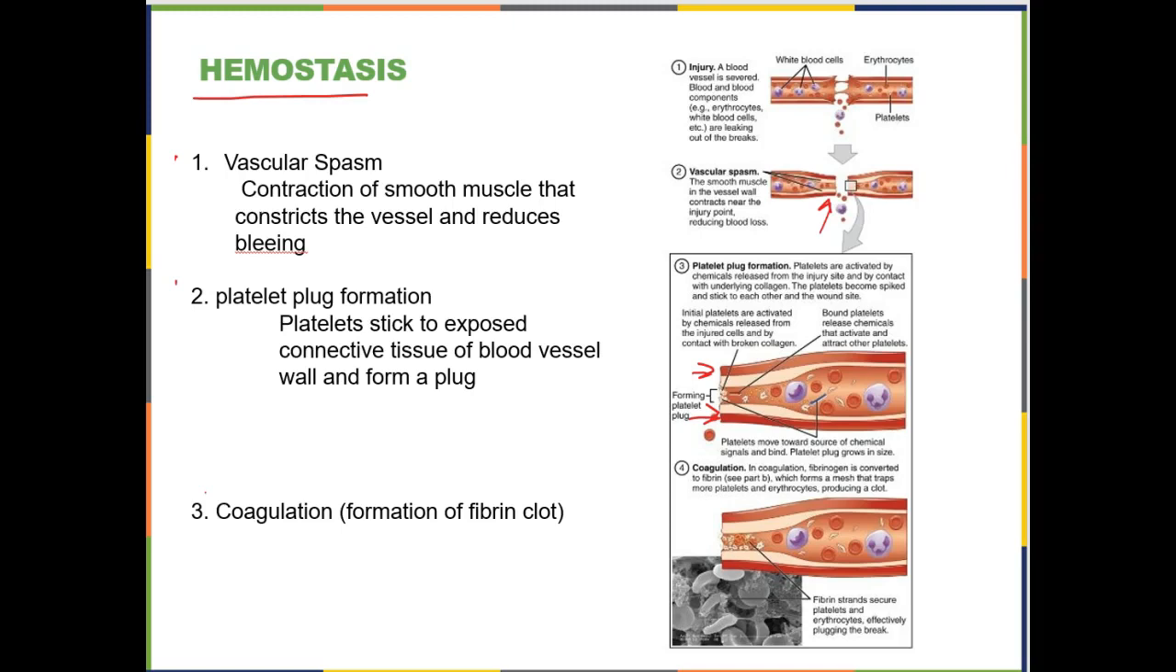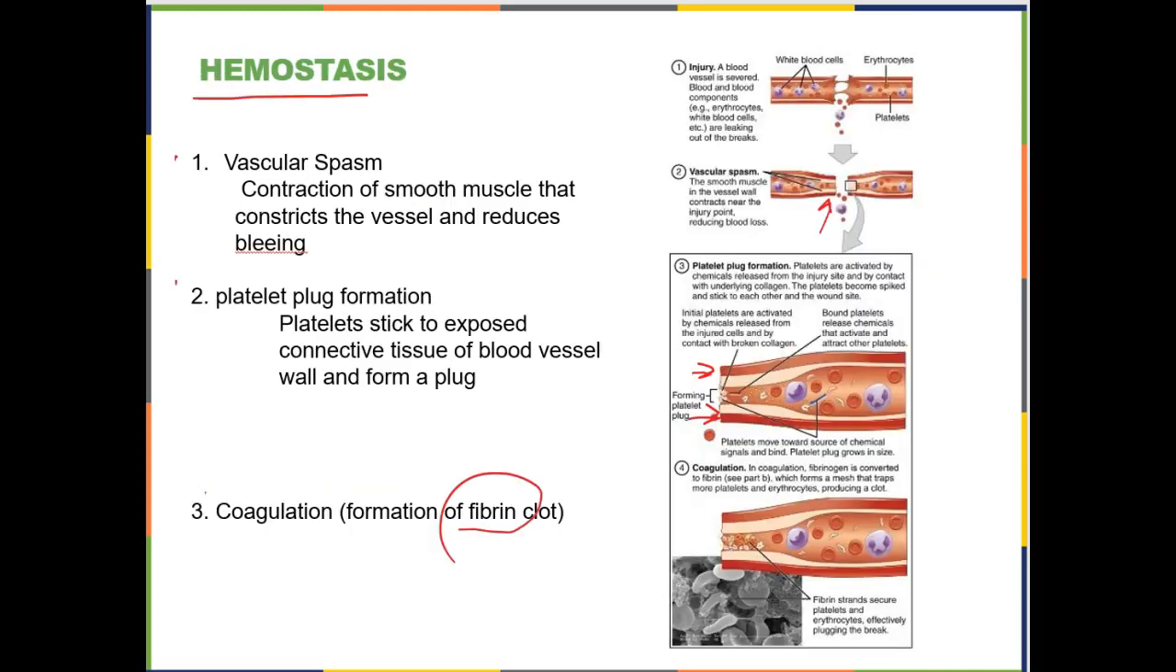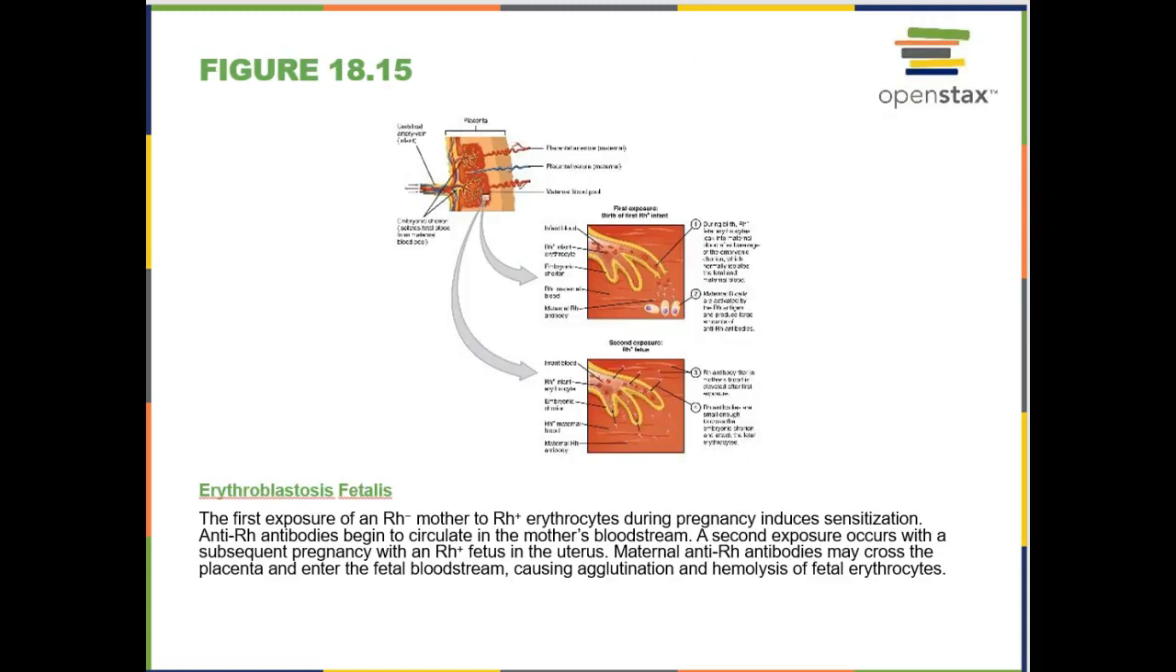And then coagulation is the formation of a clot, which is composed of fibrin. So please do keep straight the difference between hemostasis and coagulation. Coagulation is the last step in hemostasis. So if I'm asking about hemostasis, it is just 3 things, and it does not necessarily include all of the details of coagulation.